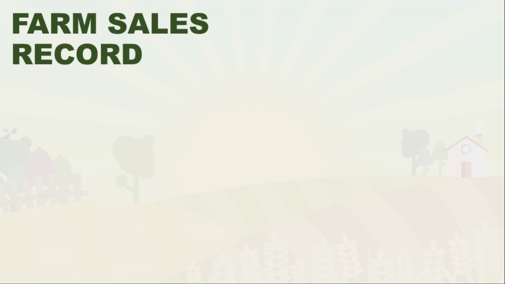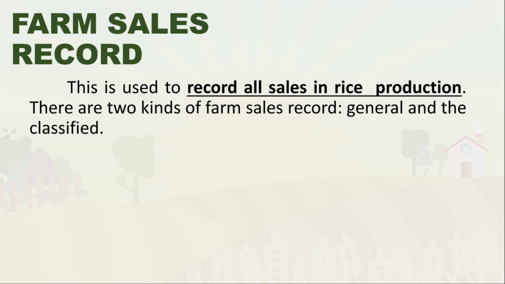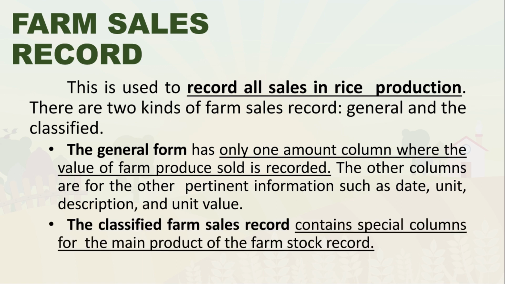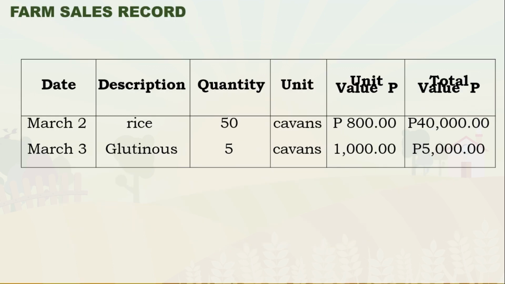Next, farm sales record. Ang farm sales record naman is used to record all sales in rice production. So meron dalawang halimbawa ng farm sales record. Una, ang general form na may only one amount column where the value of farm produce sold is recorded, and the classified farm sales record that contains special amounts or special columns for the main product of the farm stock record. So ito naman ang halimbawa ng farm sales record.